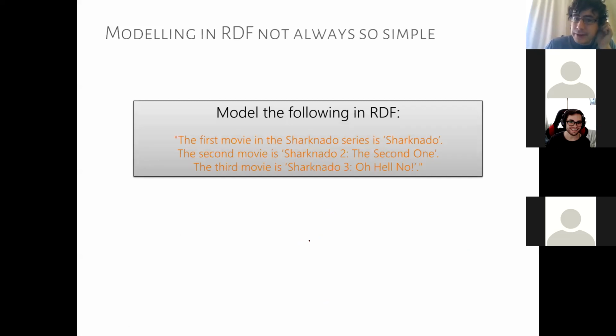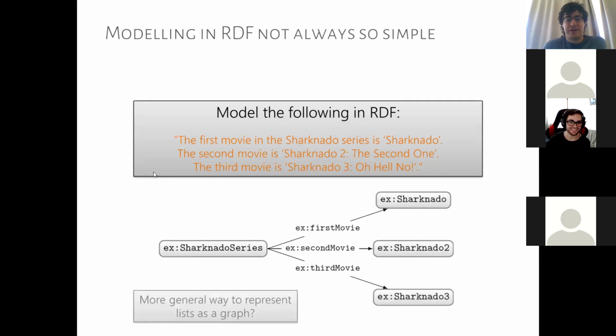We have another case, which is modeling order in RDF. In RDF we have an unordered set of triples, so it can be difficult to represent order, for example, the first, the second, and the third movie. We saw one way, which was adding these properties: first movie, second movie, third movie. But we can see that it's going to be awkward to query or process such data. So is there a more general way to represent lists as a graph?